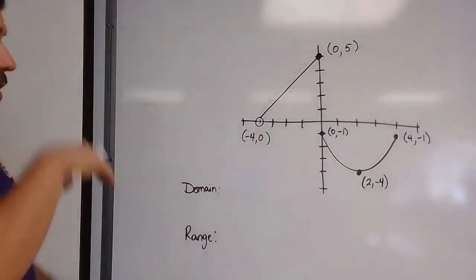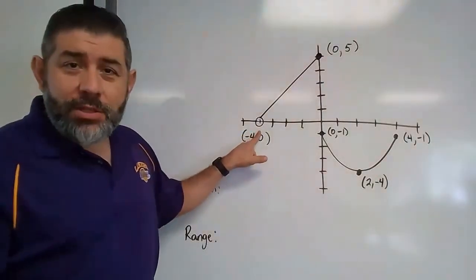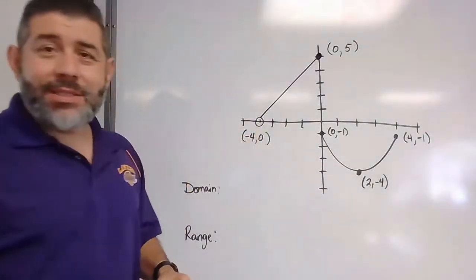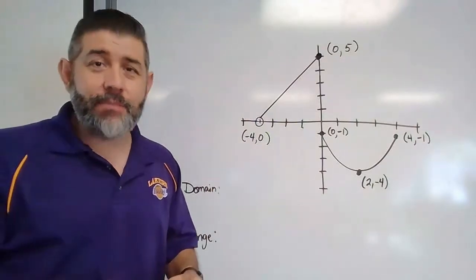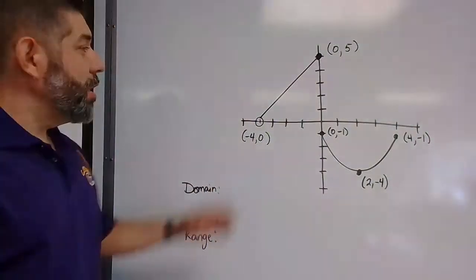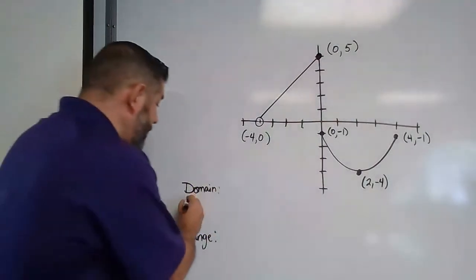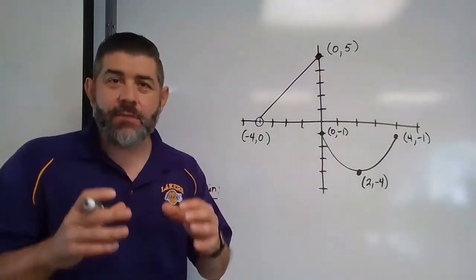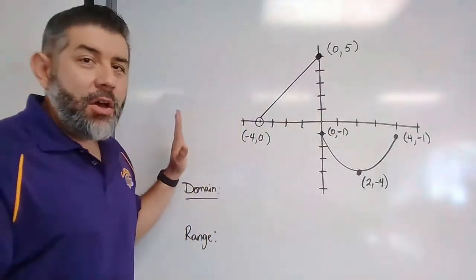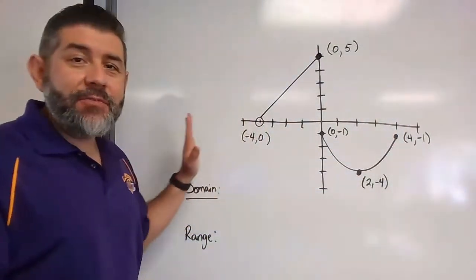Here we go. I want you to notice right here, this is an open circle. Open circle means that it is not included in our graph. Closed circles mean that they are included. So the domain is about the x values, all right? We're looking on the horizontal axis, left and right.